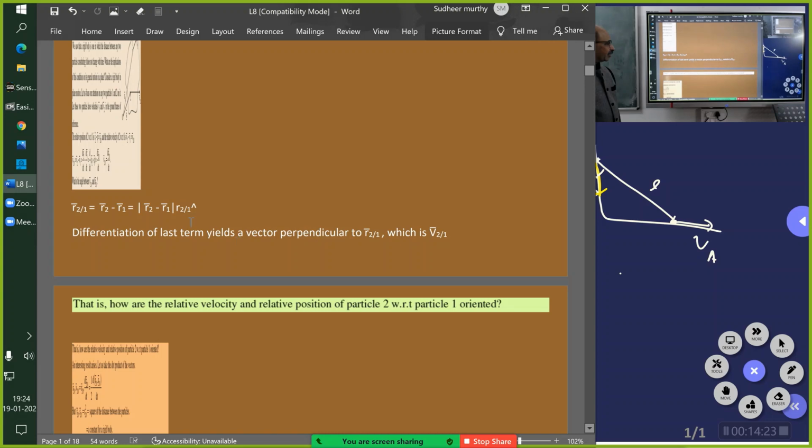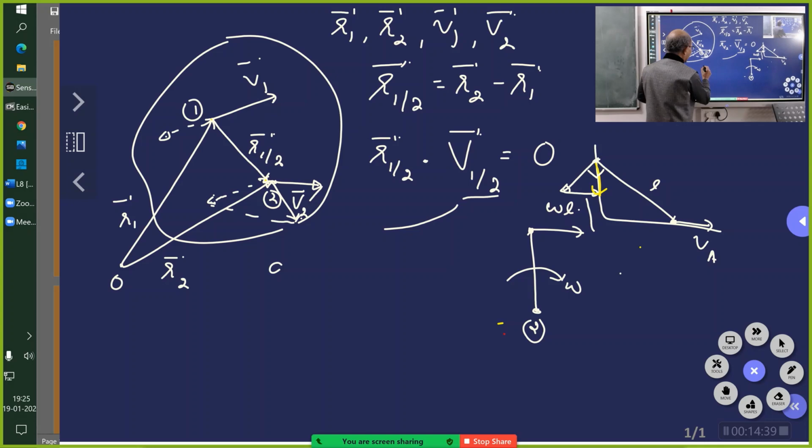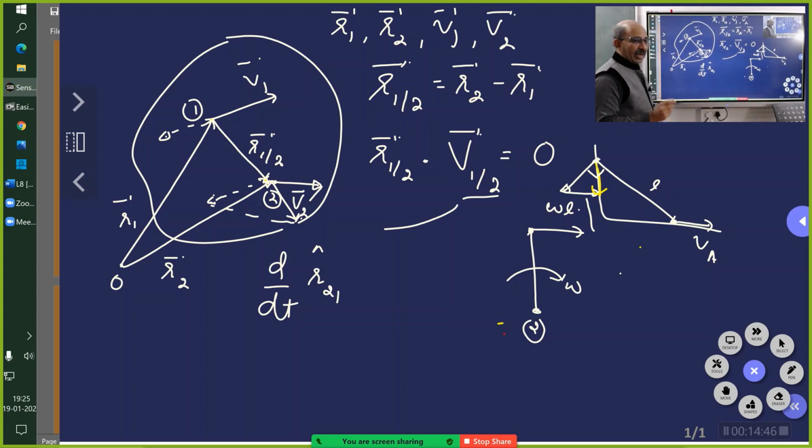And when you differentiate this, this modulus is fixed because in a rigid body that will not change. And d by dt of R cap 21, what will happen to this? It will give a vector which is tangential to R2. It will give a vector which is tangential. I suppose all of you remember.